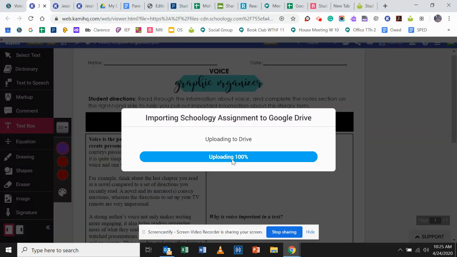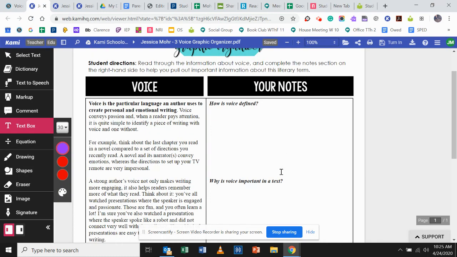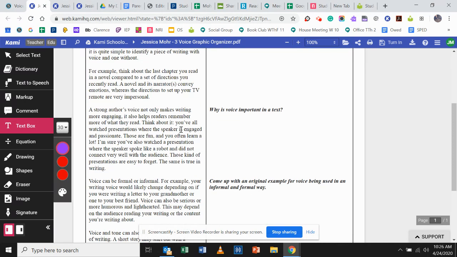So this has the notes and questions written right on the same page. So here's voice. Voice is the particular language an author uses to create personal and emotional writing. Voice conveys passion, and when a reader pays attention, it is quite simple to identify a piece of writing with voice and one without. For example, think about the last chapter you read in a novel compared to a set of directions you recently read. A novel and its narrators convey emotions, whereas the directions to set up your TV remote are very impersonal.